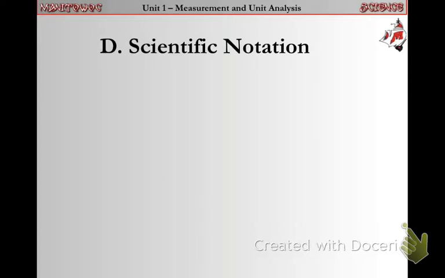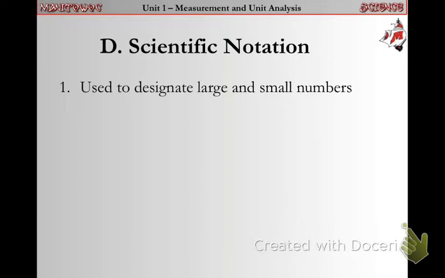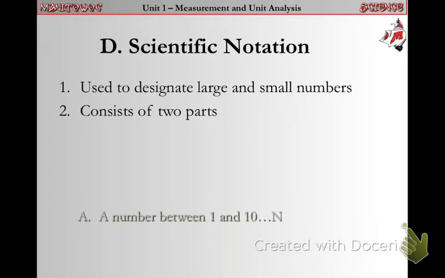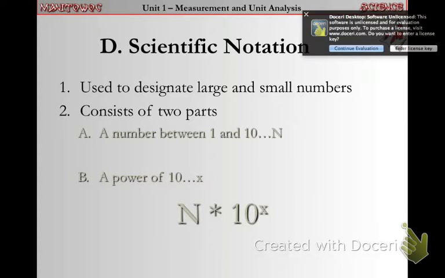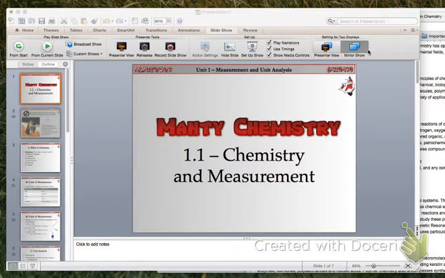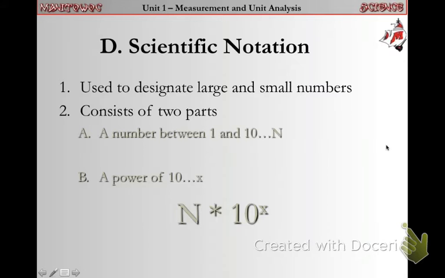You do not want to write that number, so that's why we use scientific notation, which I'm sure most of you are familiar with. Scientific notation consists of 2 parts. The first part is a number between 1 and 10. It doesn't have to be a whole number, it can be a decimal number. And then the second part is a power of 10 that we'll call x in the example here. So those are the things that make up scientific notation.